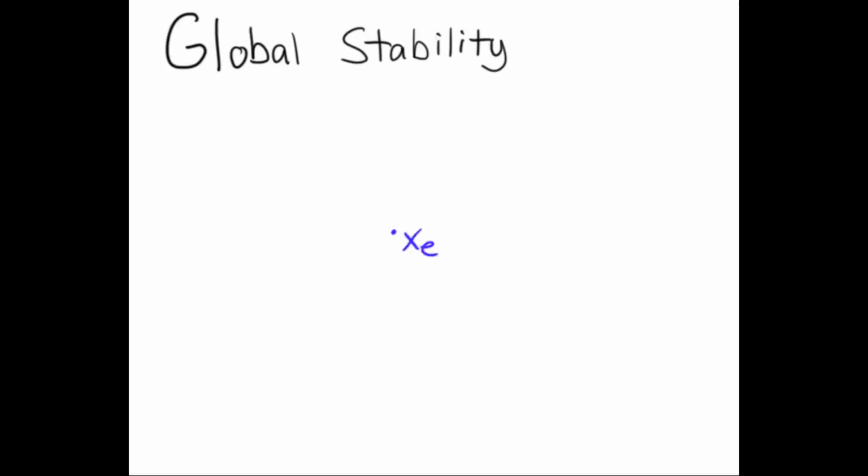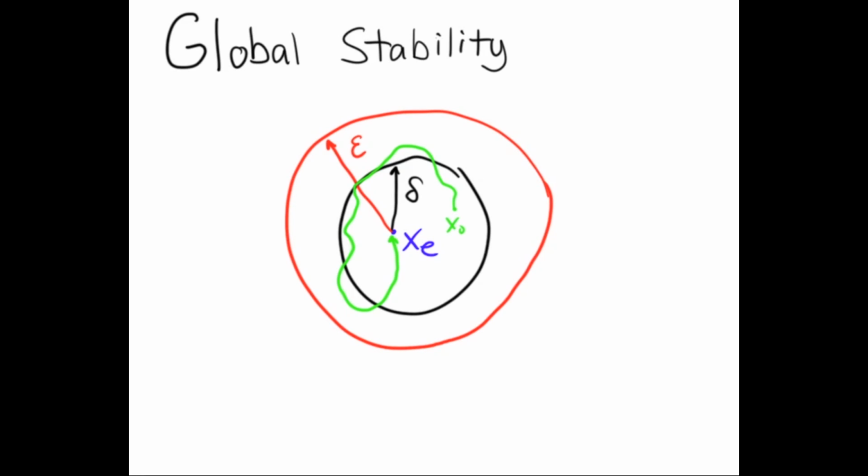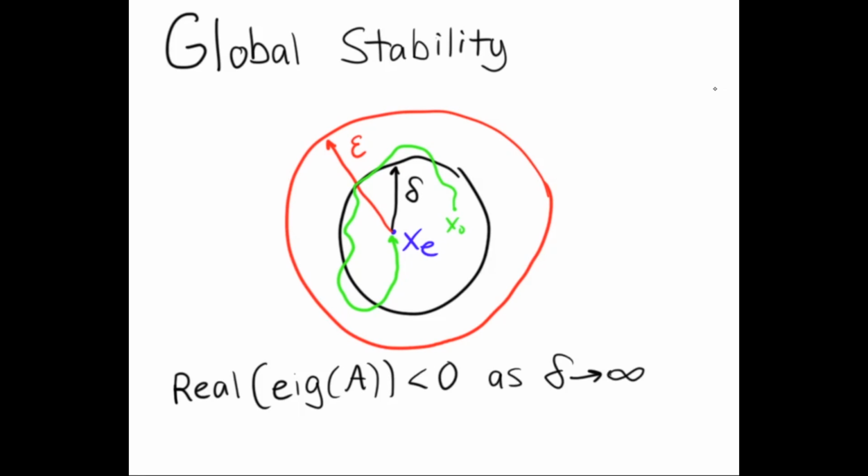The last form of stability is global stability. This means that no matter where we define our delta, our trajectory will always head towards the equilibrium point. In our world, there's no such thing as absolute global stability, but there can be global stability depending on our frame of reference.